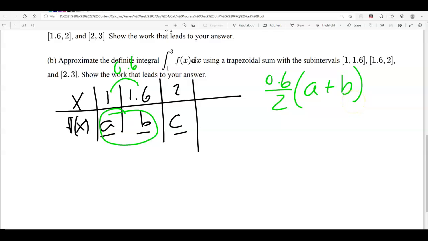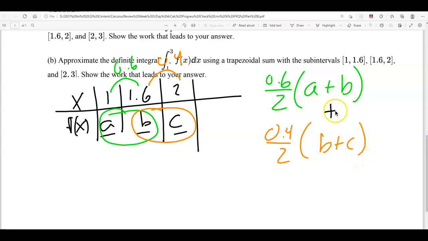And then you're going to repeat that process for the next pair. So the next trapezoid will have these as bases, and the height will be 0.4. And so the next trapezoid will be 0.4 over 2 times b plus c. And then finally, you'll just go ahead and add these together to get your total answer here.